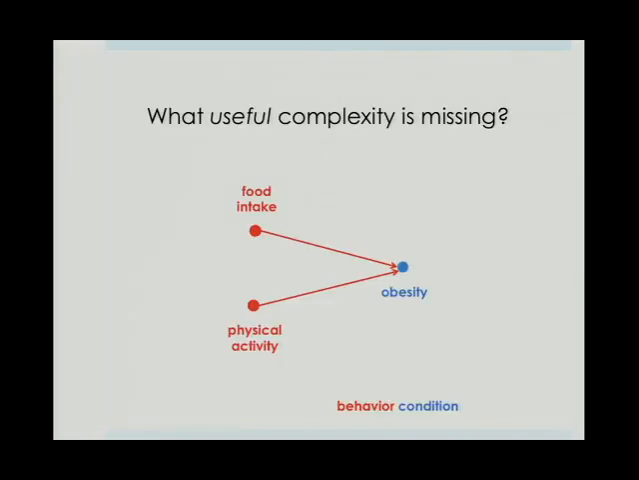Okay, so back to my naive model. If I want to better understand the cause of obesity, I then wanted to ask, what useful complexity is missing from this model? So first, I wanted to propose that we add some important environmental exposures. Namely, individuals must have access to food in order to actually eat it.